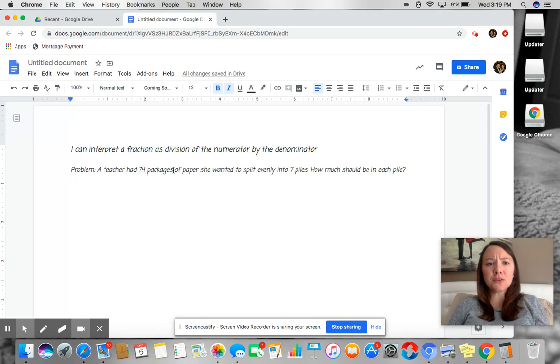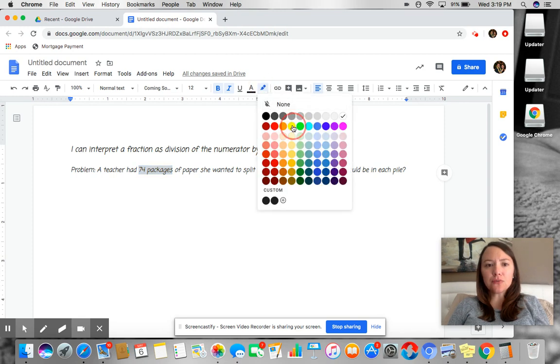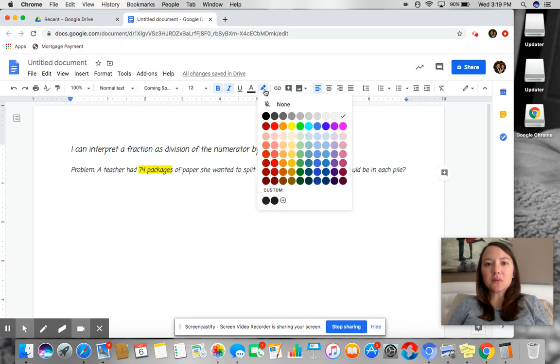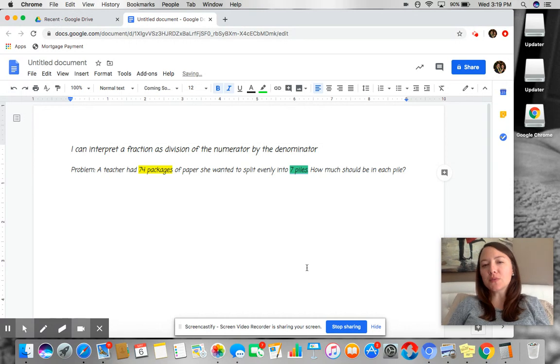So you guys know that I have been highlighting important information for you all week, and I continue to see some of you guys doing that as well. And I would love for you guys to continue to highlight to let me know what you feel like is important. So 74 packages is my total, and I'm going to split that into 7 piles, which is going to be my divisor or the groups that I'm going to divide that into. And then the question that's being asked is how much should be in each pile? So that is my question. So now I am ready to solve.